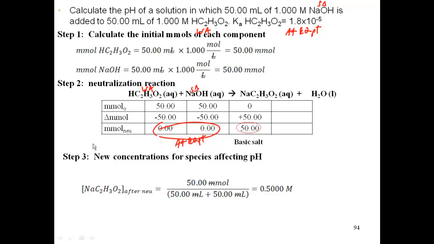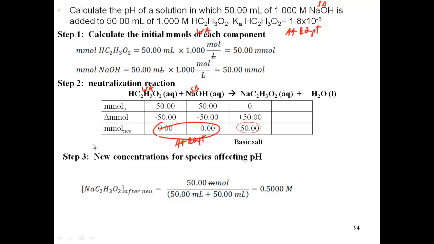So it would be my 50 millimoles over my total volume, 50 plus 50, which is 0.5 molarity. Now the problem is just like when I introduced to you soluble salts. It's just like I said, I got a 0.5 molarity solution of sodium acetate. What's the pH?